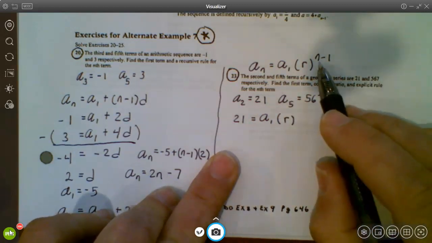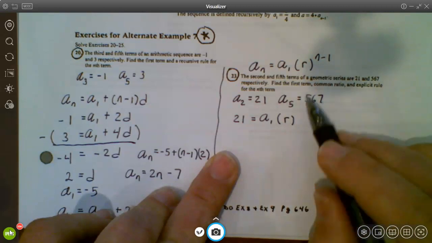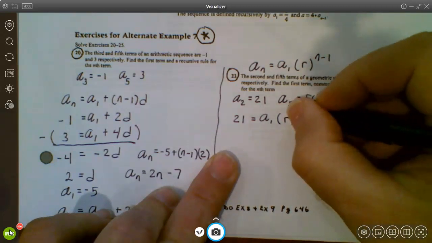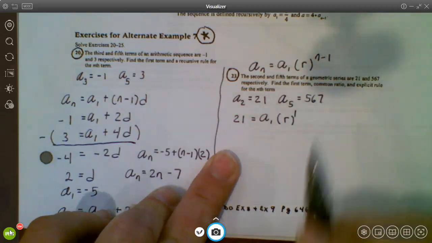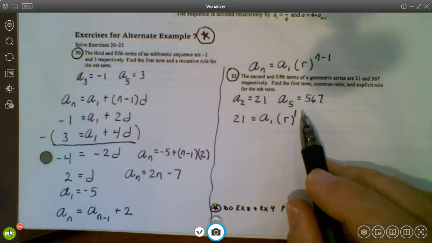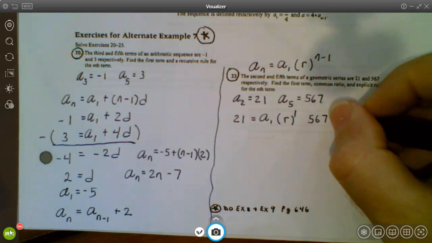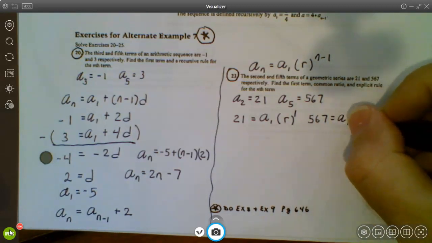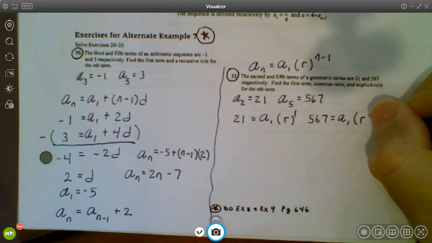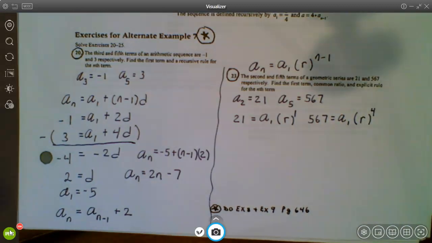So if I put a 2 right there, obviously 2 minus 1 is 1, so this is going to be r to the first power. Let's do the same thing with that statement right there. And so we're going to say 567. So 5 minus 1 tells me to use a fourth power, so it's going to look like this.